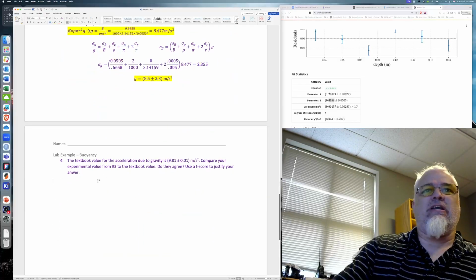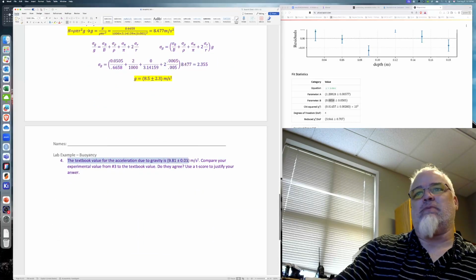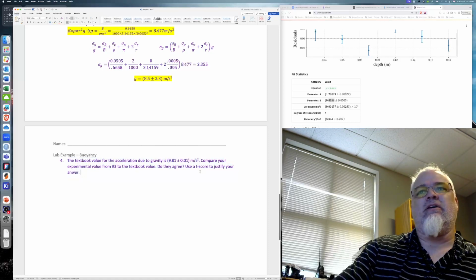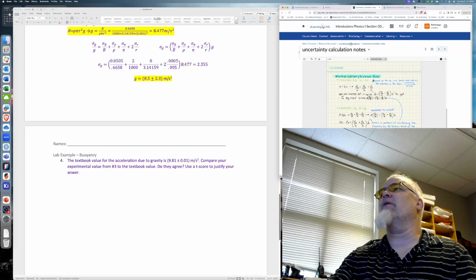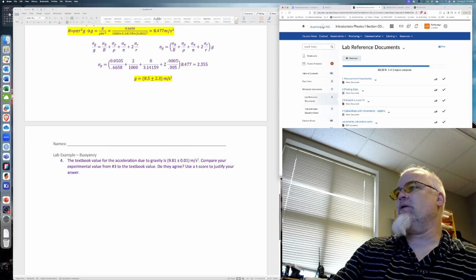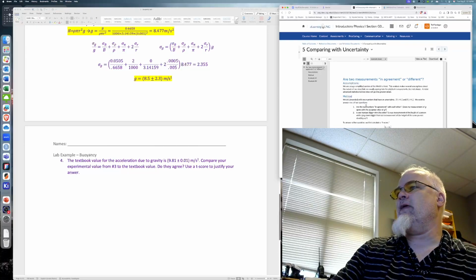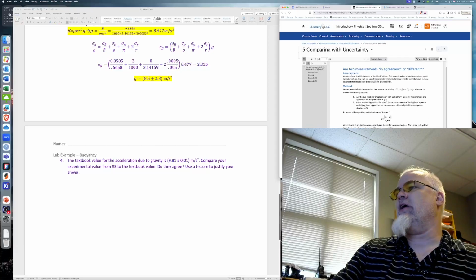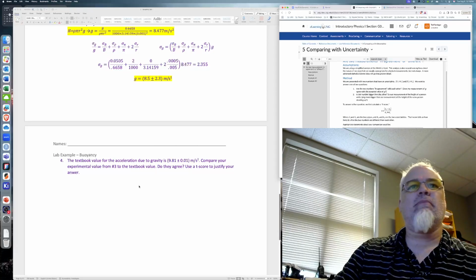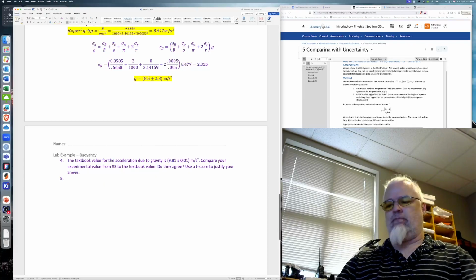The last thing we need to know is the textbook value for the acceleration due to gravity is 9.8 plus or minus 0.01. Compare your value to the textbook value, and do they agree? Use a t-score to justify your answer. So again, back to our reference documents. Comparing with uncertainty, here we've got a document that describes how we calculate the t-score and how we interpret the t-score.